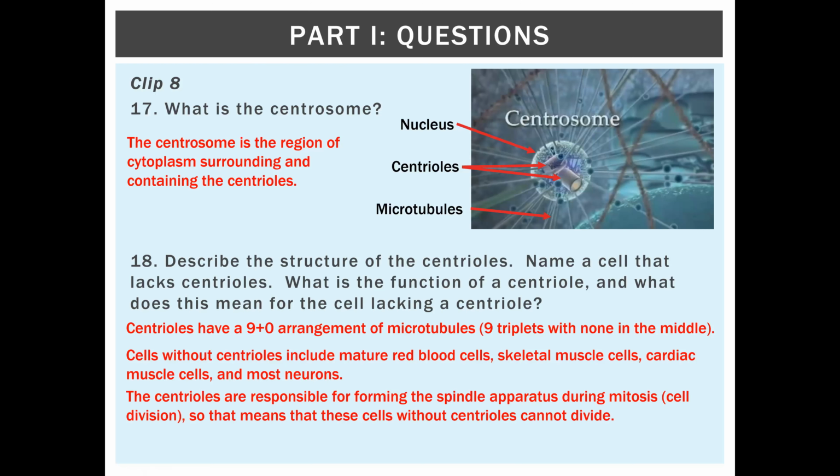Since centrioles are responsible for forming the spindle apparatus during mitosis or cell division, cells without centrioles cannot divide. So your red blood cells can't divide, but they are rapidly replaced with new ones all the time. However, your skeletal muscle cells, cardiac muscle cells, and most neurons also can't divide, and these are not replaced. So one important benefit to living a healthy lifestyle is taking care of these cells that, if you damage them or cause them to die, will not be replaced.